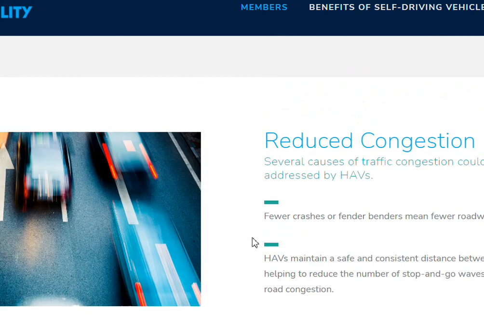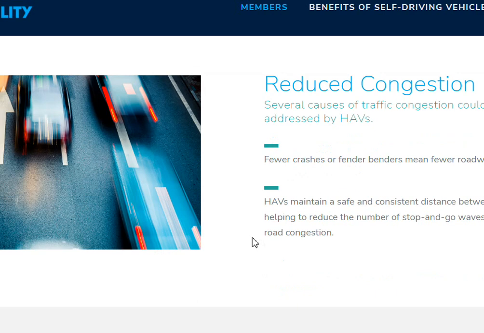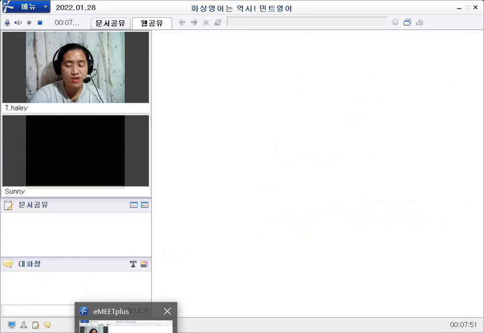And I've heard that it will cause fewer crashes, because these kinds of cars maintain a safe and constant distance between vehicles, helping to reduce the number of stop and go waves that produce road traffic congestion. Congestion, yeah, traffic congestion.